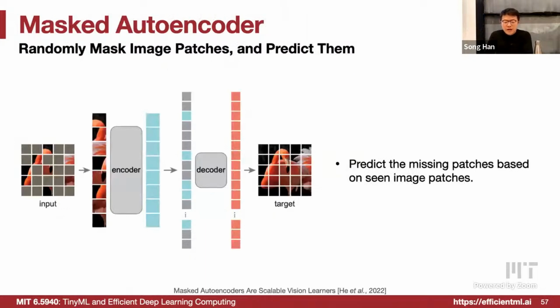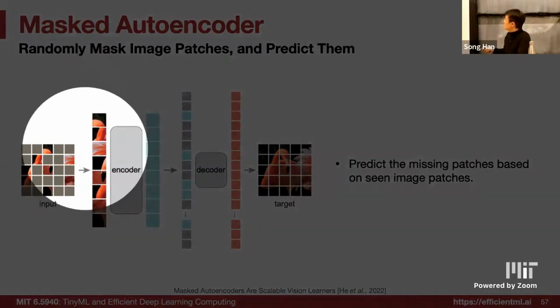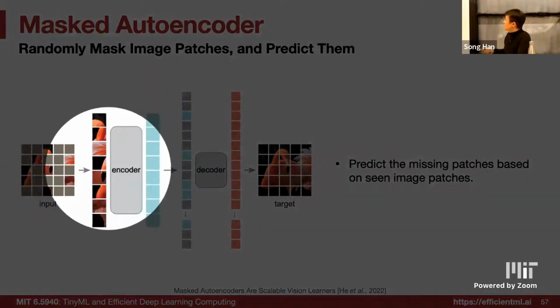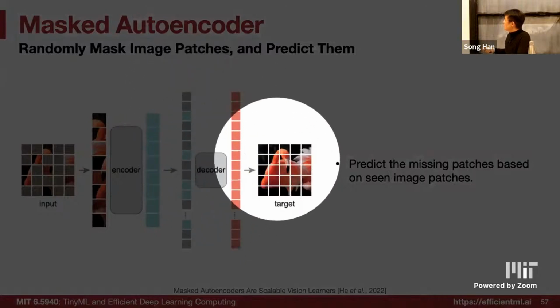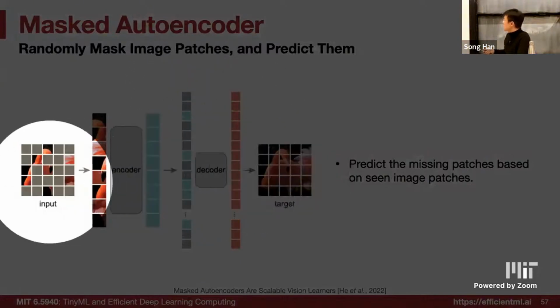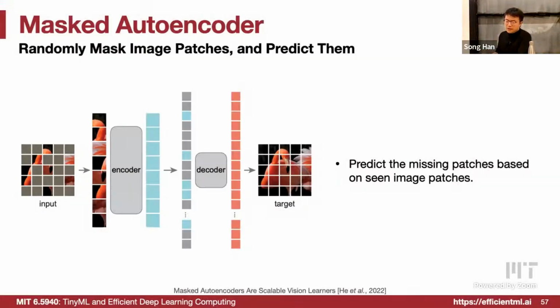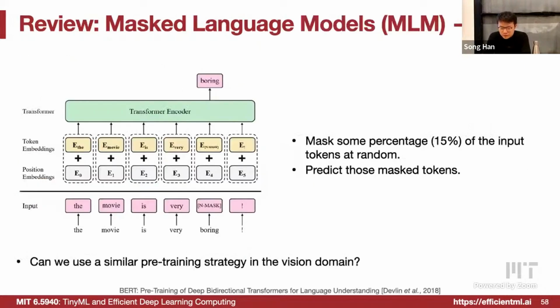And the next technique is masked autoencoder, which borrows the idea from BERT, from language modeling. We can mask away some of the pixels in the image. We pass the remaining patches into an encoder, and then we pass it through a decoder and try to recover the original image. So this is the target, this is the input, which is masked. We try to predict the missing patches based on the seen patches, which reminds us about the masked language models, MLM, which we talked about in the previous lectures.